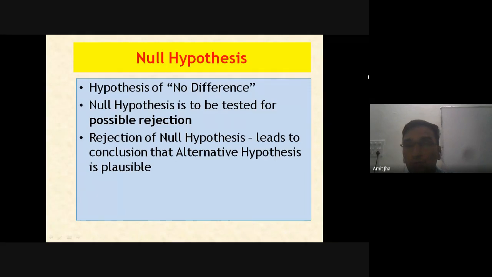So the null hypothesis is to be tested for possible rejection. It is only what we have hypothesized, not something we have proved. It may be rejected, it may be accepted. If it is rejected, then the hypothesis that is accepted is the alternate hypothesis, which says that there is a difference between these two data.